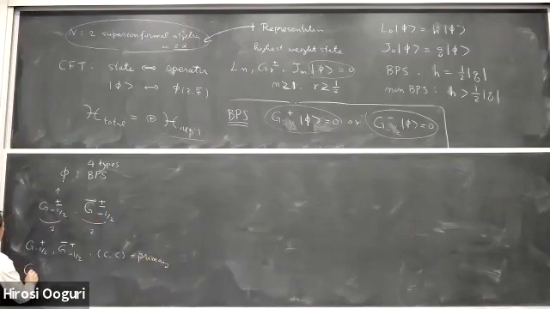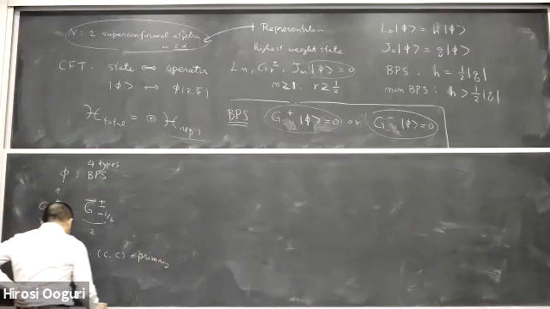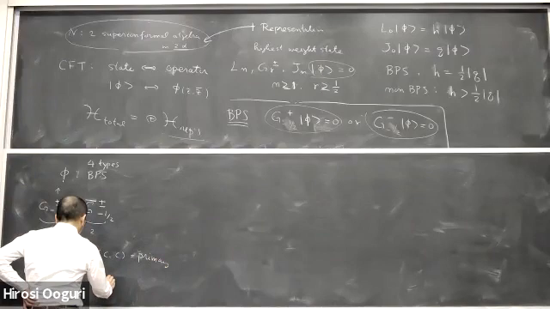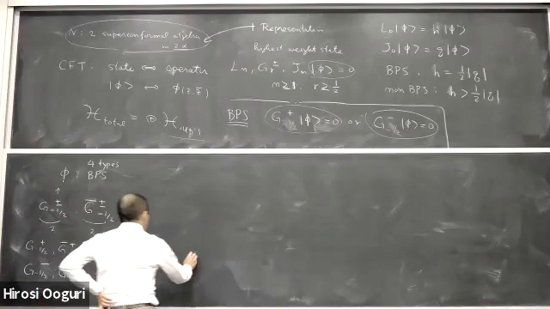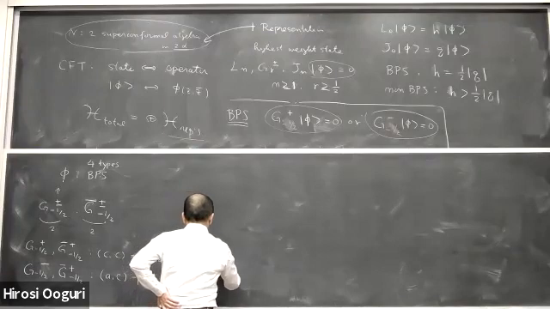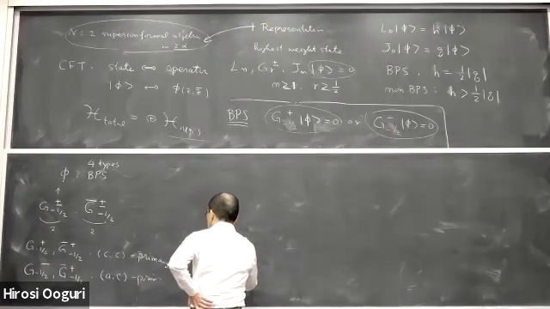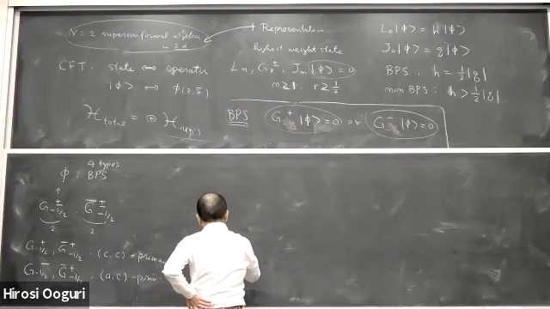And then if it is annihilated by G minus 1/2 and G bar plus minus 1/2, then we call that an AC primary. And then there are other types. G plus and G bar plus. Oh, sorry. G minus and G bar minus.